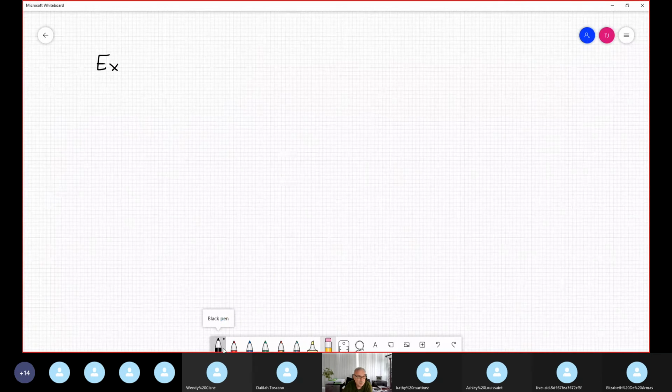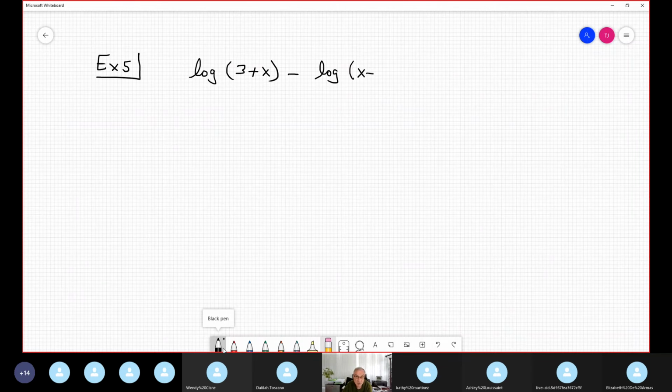Let's move on to example 5. Example 5 says log of 3 plus x minus log of x minus 3 equal log of 3. Wow, we have 3 logarithms in this equation. Well, you move everything to one side, it's possible. Or you condense, for example, the 2 logarithms on the left hand side. Wait, I see something weird in this example. There is no specification of the base.